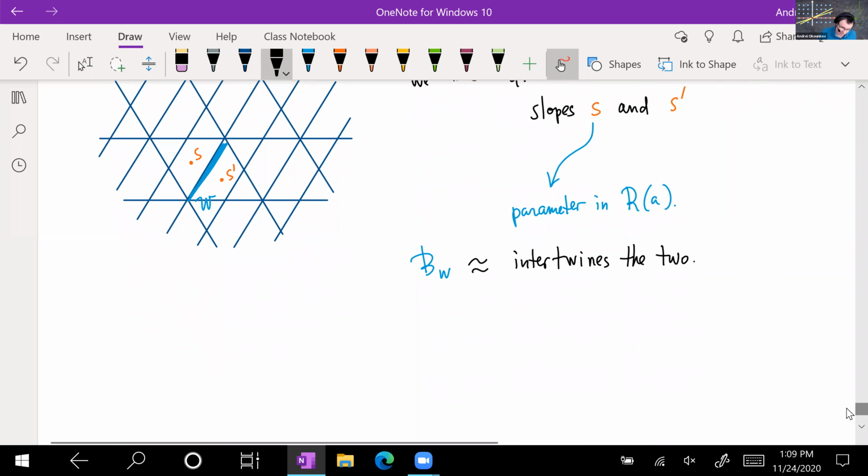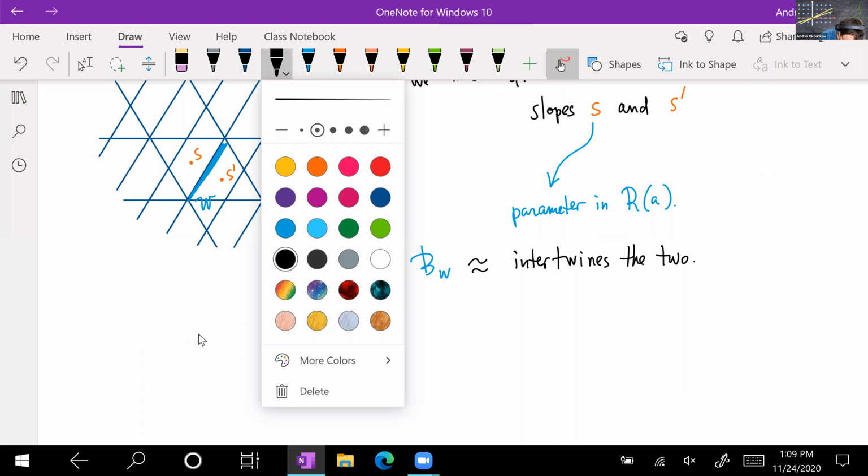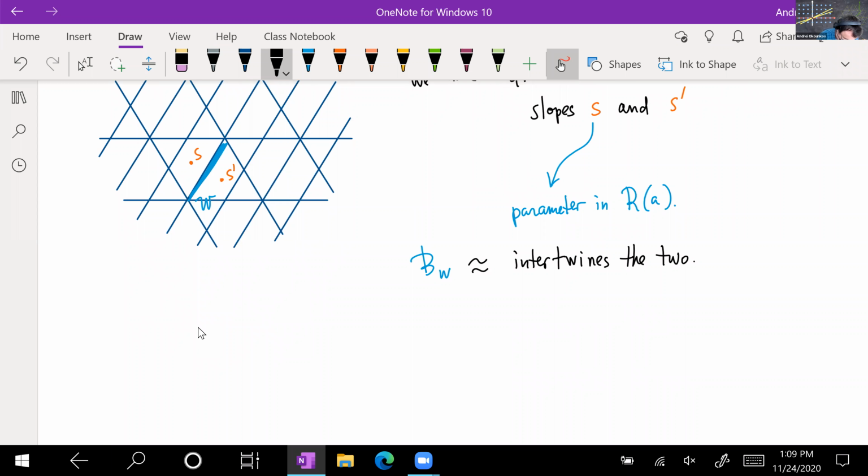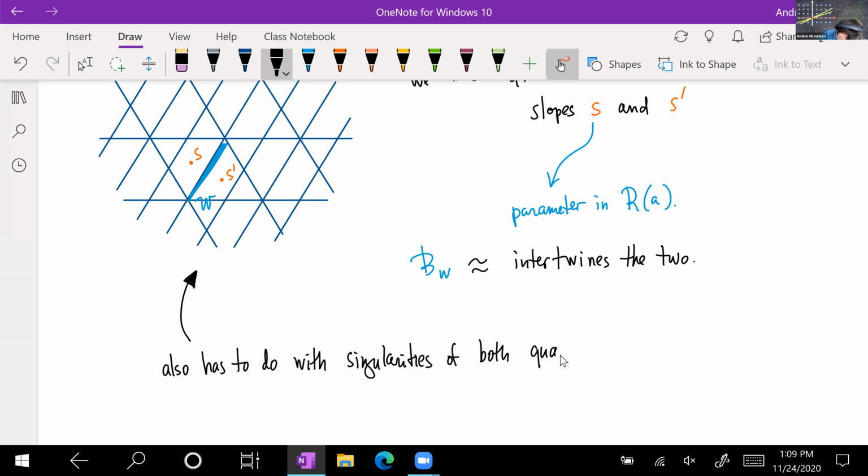So this same picture, well, not exactly the same, but this picture has to do with singularities of both the quantum differential equation and the quantum difference equation.